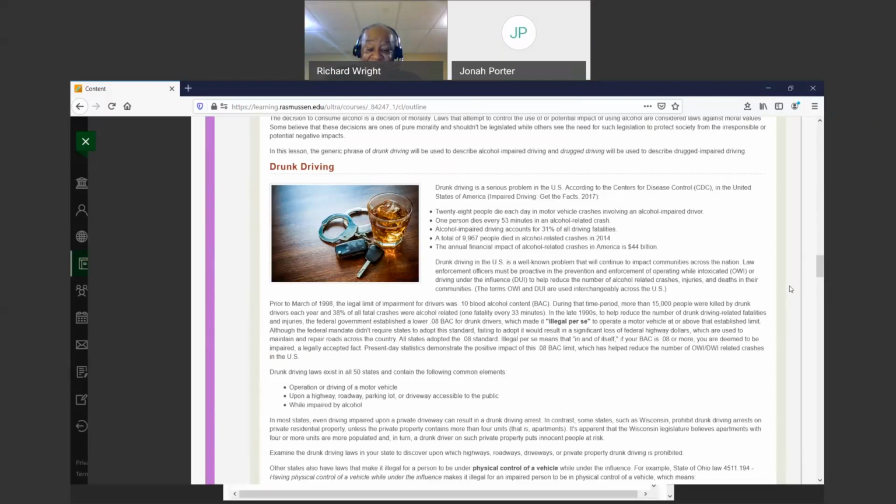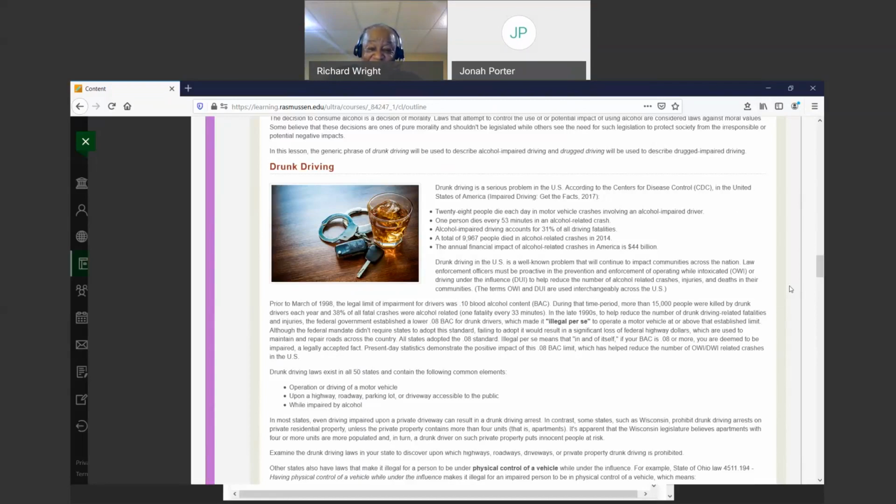Drunk driving laws exist in every state, and they pretty much hit these 3 points. If you're operating or driving a motor vehicle, did you hear me? A motor vehicle, not a bicycle, but a motor vehicle, upon a highway, roadway, parking lot, or driveway accessible to the public.